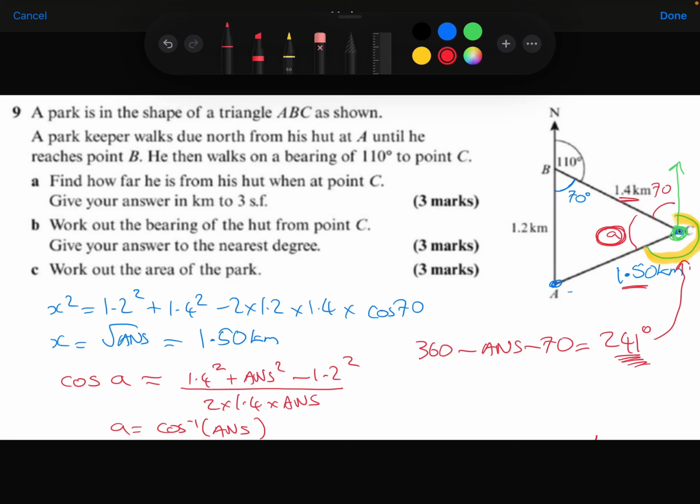And then finally for part C, work out the area of the park. So I can just use the formula half ab sine C. If I use the 70 degree angle here, then I can use 1.2 and 1.4 as my two side lengths. So half times 1.2 times 1.4 times sine 70, and that gives 0.789 kilometres squared.